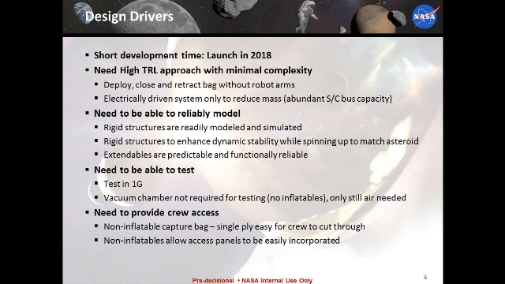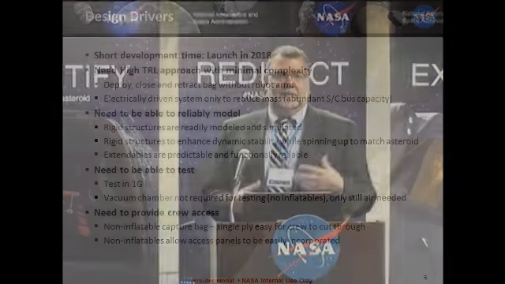So we also needed to be able to reliably model the system. Rigid structures are readily modeled and simulated. They also enhance the dynamic stability. One of the things that we looked at early on when we saw the JPL concept was we were worried about the dynamics of spinning this up to 2 RPM.